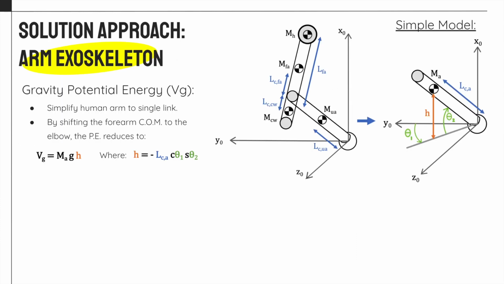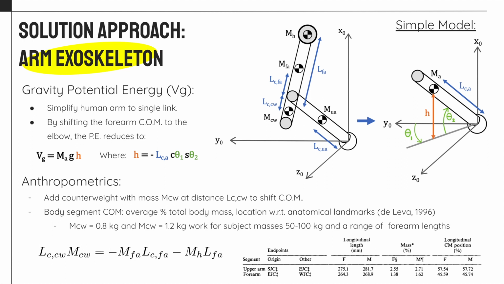In designing our exoskeleton, we found that we could simplify the dynamics of the human arm by shifting the forearm's center of mass to the elbow. Statically, the arm becomes equivalent to a single link representing the arm, connected to a ball and socket joint for the shoulder. The equations for gravitational potential energy of this simple system are shown here. In order to shift the center of mass to the desired position, our exoskeleton adds a counterweight behind the forearm.